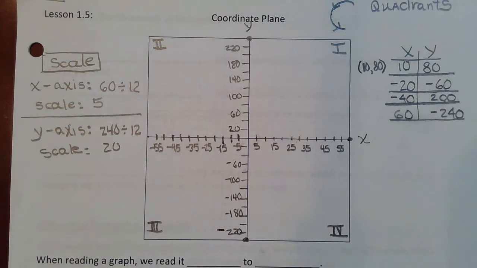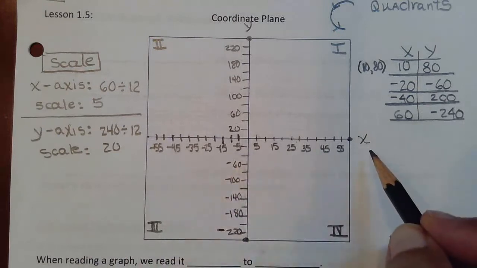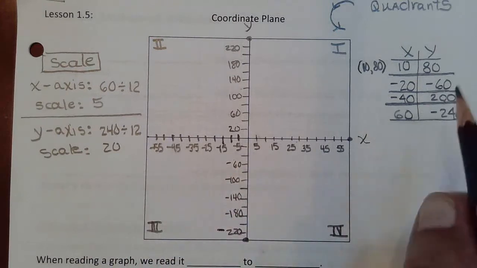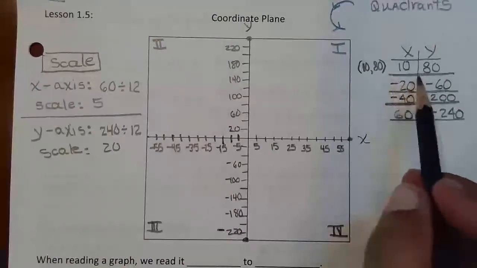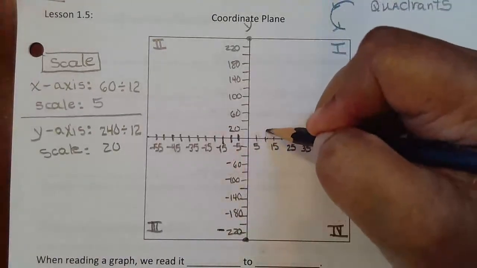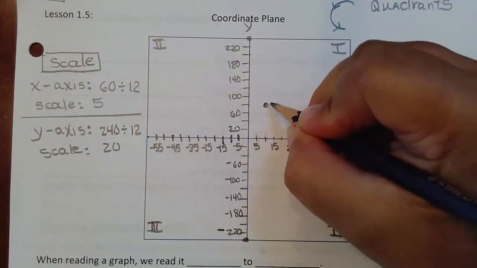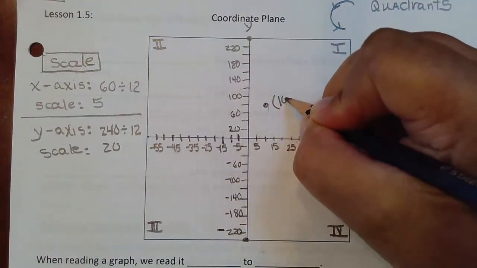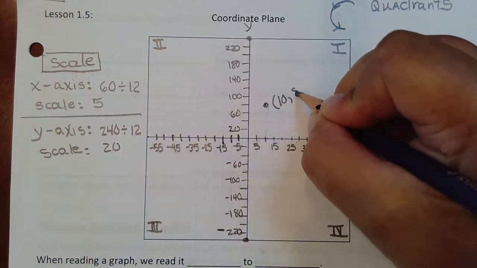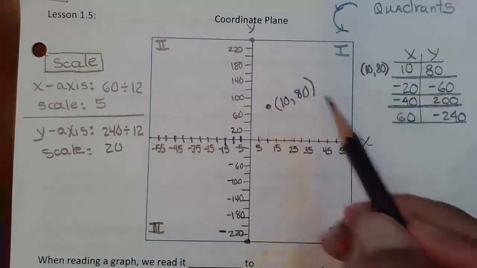Plotting the points, I'm going to do the X first. Now that I have something to judge how far I'm moving, in other words, a scale, I'll plot the points that are given right here. So I'm going to go to 10 and then up to 80. Get your finger on 10, go up to 80, plot the point, and then label it. Okay, so there is a point in quadrant 1. All points in quadrant 1 have a positive X as well as a positive Y.